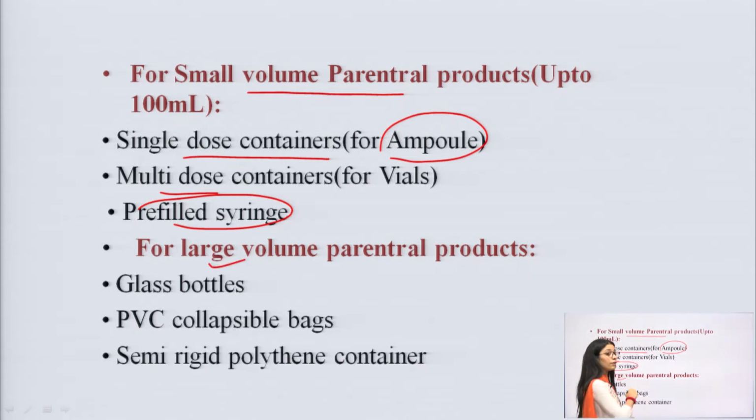Another category we have is large volume parenterals. So, parenteral products are basically two: small volume parenterals and large volume parenterals. In small volume we have ampoules, vials and pre-filled syringes, and in the large volume parenterals we have glass bottles, PVC collapsible bags and semi-rigid polyethylene containers. All these are covered in the parenteral products. We will read one by one what these are and how they look.